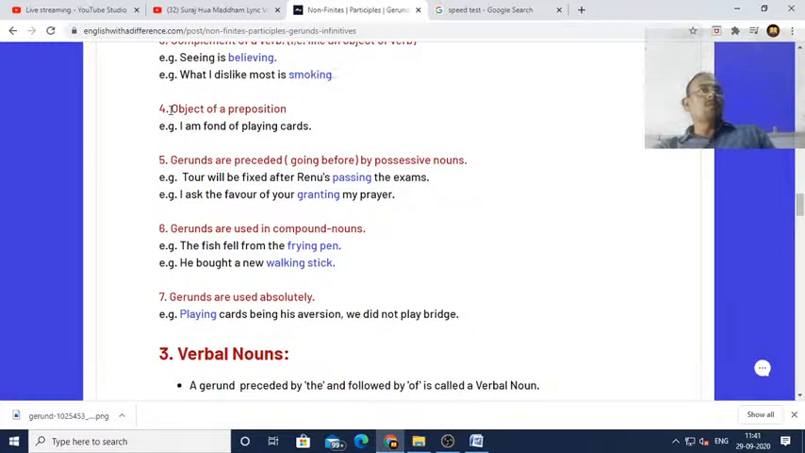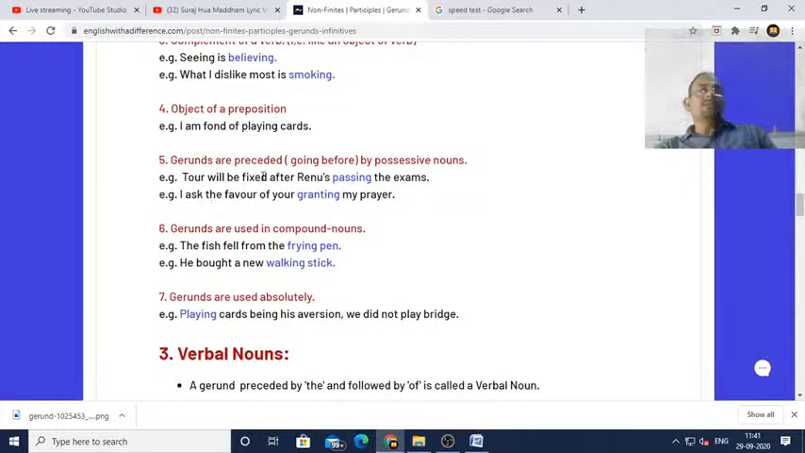Now, object of a preposition. Object means something that goes after. So whenever your ing goes after the preposition, for example of, therefore playing is called object of the preposition. Always remember, playing is called object of the preposition. Why? Because playing is used after the preposition of.